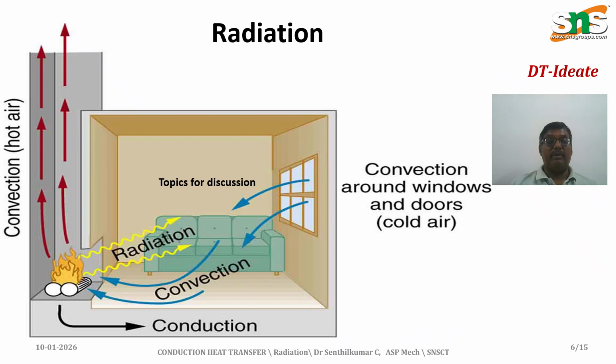Coming to the concept of radiation in this pictorial representation, when wood is burned in the chamber of a house for warming purposes, the heat emitted by the fire warms the people sitting on the sofa in the cold room. This is radiation. It happens with electromagnetic waves, which can travel even in a vacuum. That is the important concept of radiation.